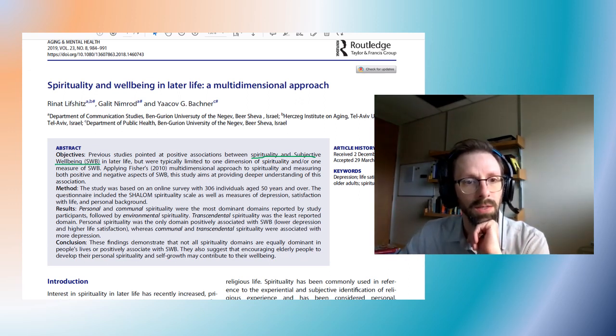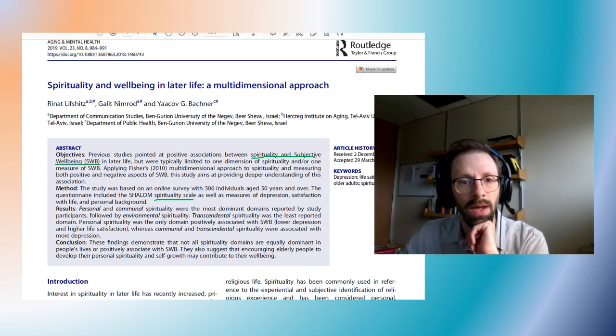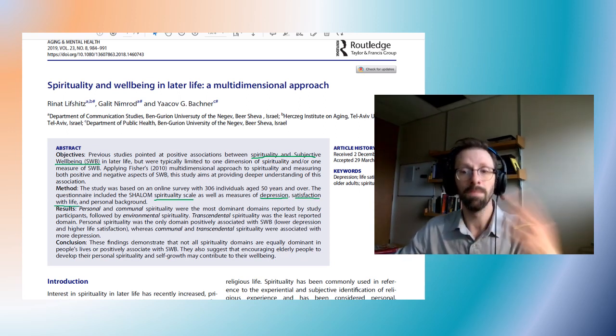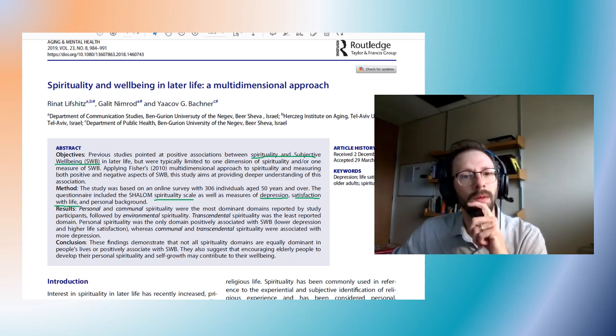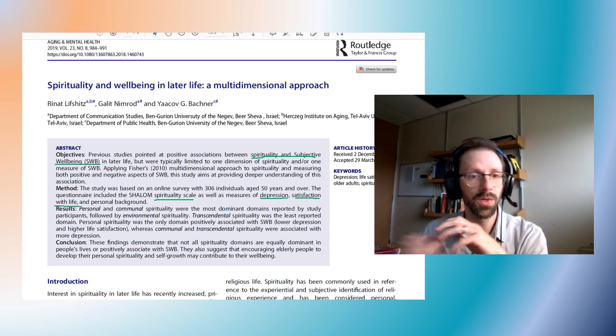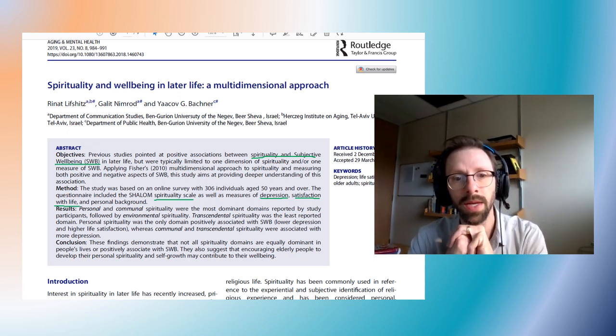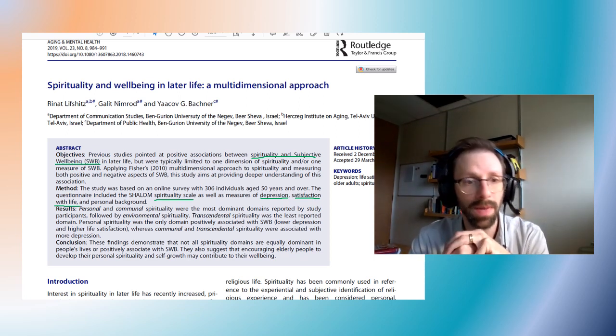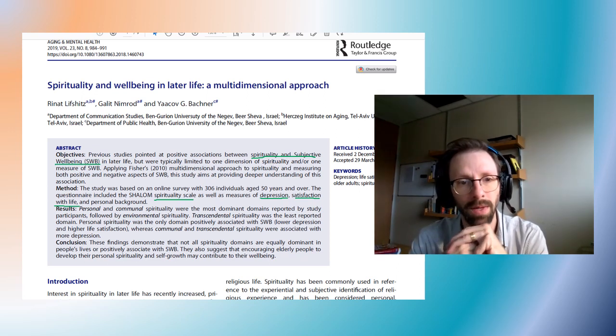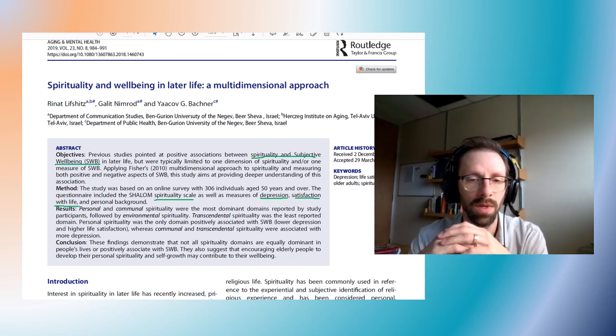So they've got spirituality scales that they're measuring. They're trying to measure that against depression, satisfaction with life. Those are their two main measurements of subjective well-being. And we can also see the results here right up front. Personal and communal spirituality were the most dominant domains reported by spiritual participants, followed by environmental spirituality. Transcendental spirituality was the least reported domain. Personal spirituality was the only domain positively associated with SWB.